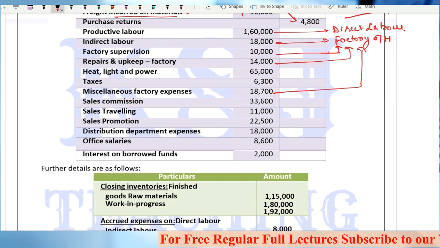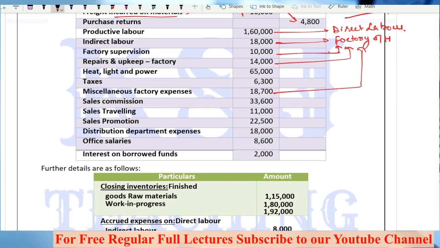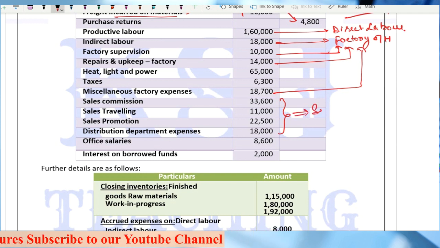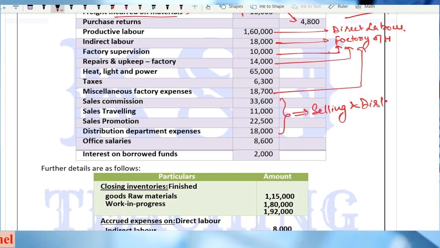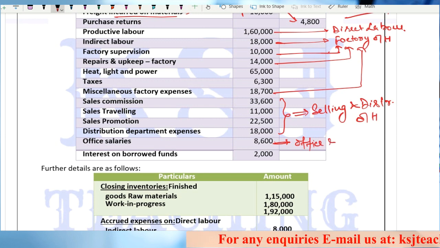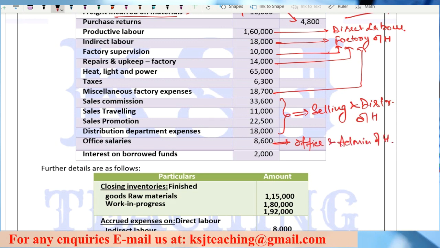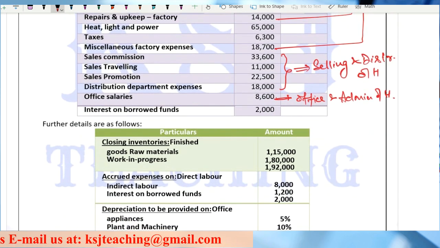Sales commission, sales traveling, sales promotion, distribution department expenses, all these are related to what? Selling and distribution expenses. Selling and distribution overheads. Office salaries. Office salaries is office and admin overheads. Interest on borrowed funds.